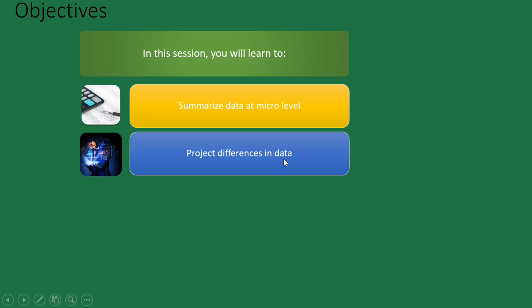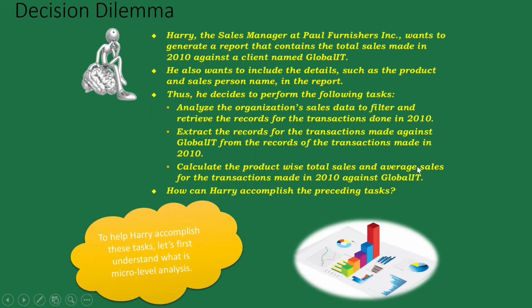So this is the end of the chapter. Here you can see the case study: Harry, the sales manager at Paul Furniture Sales Company, wants to generate a report that contains the total sales made in 2010 against the client name Global IIT, right? So here, Paul Furnitures is a company, whereas Harry is a sales manager inside the company. He also wants to include details such as product and salesperson name in the report.